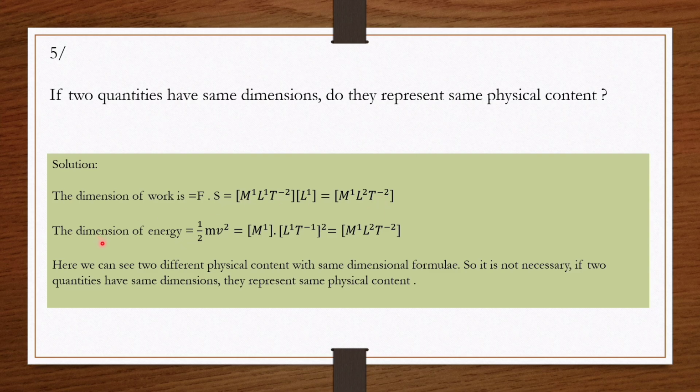Again, we can see the dimension of energy, that is one half m v squared, and this will be M1 L2 T minus 2. Here we can see two different physical quantities with the same dimensional formula. So it is not necessary that if two quantities have the same dimensions, they represent the same physical content.